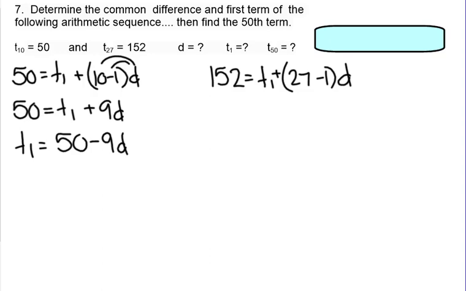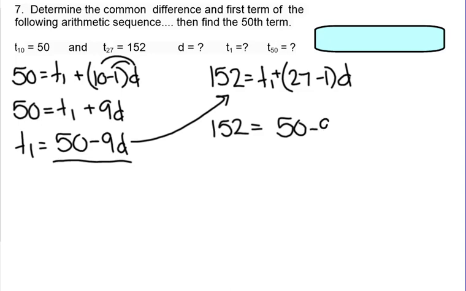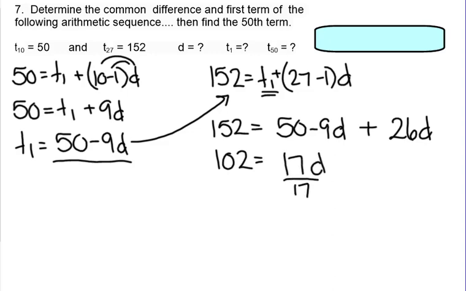Well, there, I know what T1 is equivalent to, so I'm going to substitute that into this equation. So 152 is equal to, well, T1 is really 50 minus 9d, I'm substituting that in for T1, plus 27 minus 1 is 26, times d is 26d. So subtract 50 from both sides, and I have 102 is equal to, well, 26 minus 9 is 17d. Divide both sides by 17. 102 divided by 17 is 6. So our common difference is 6.